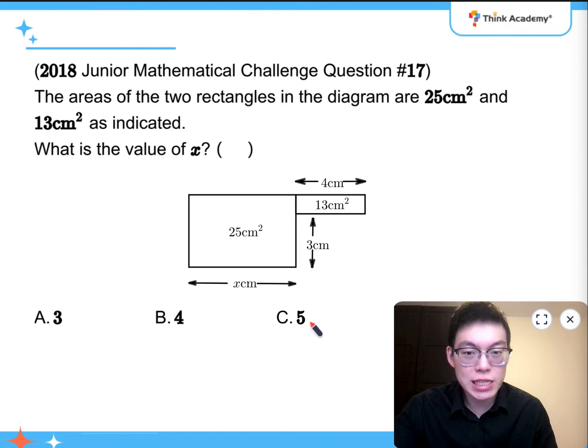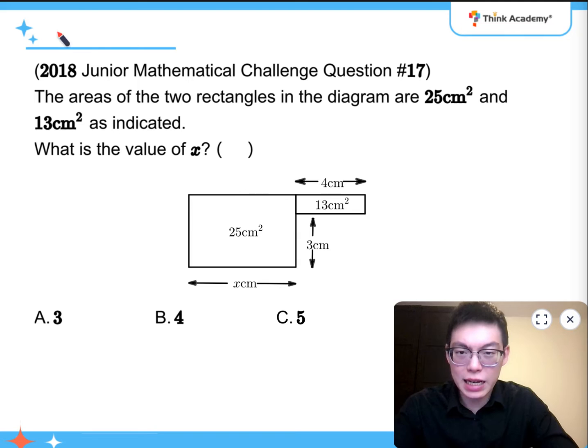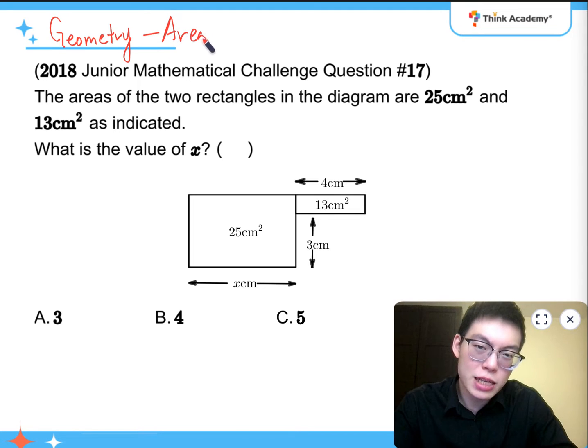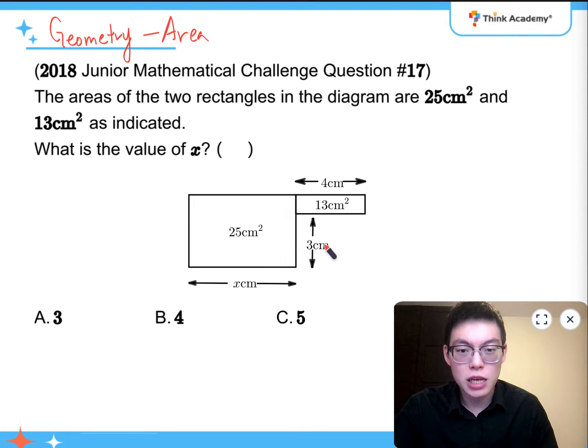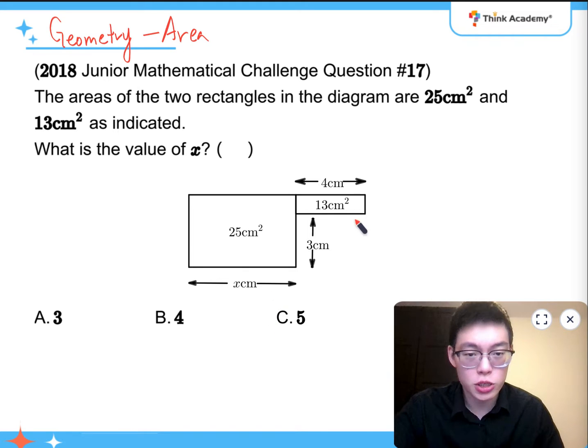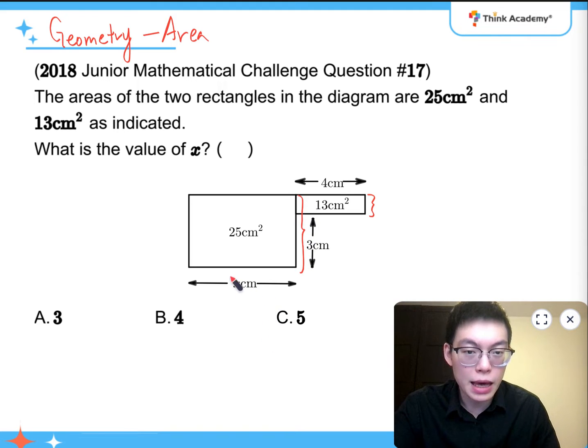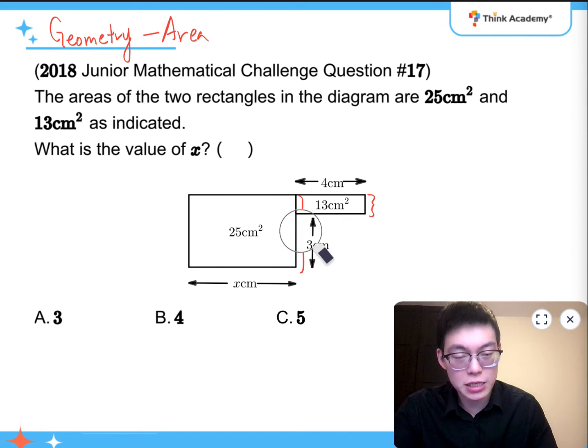And for question 17, so this one is pretty clever. I would say it is a very clever question. It's about areas in geometry. So, well, it is asking you what is the value of x there. Alright, so, well, of course, we can just try to find the height for this small rectangle, add it on top of 3, and then divide it by the area of 25 to find x. Of course, that is one way we can do it.